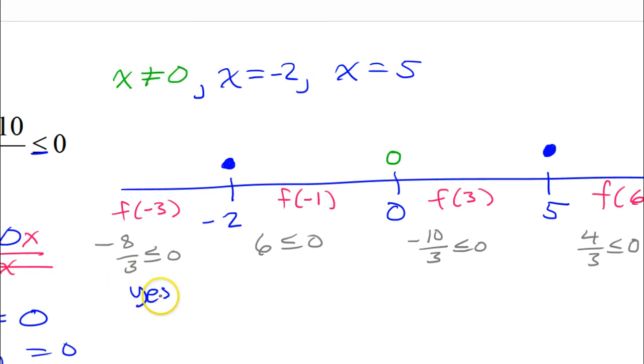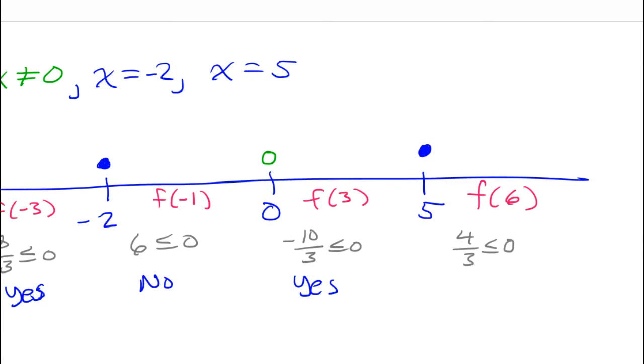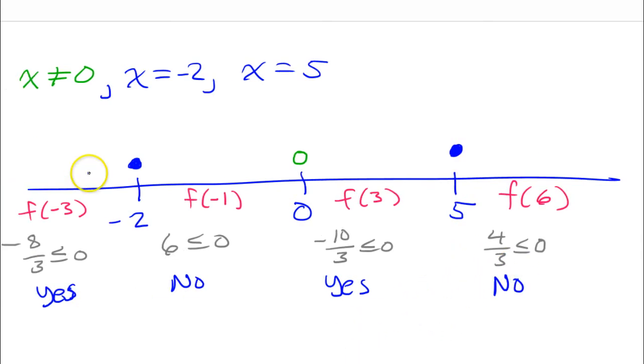Yes, this is less than 0 because it's negative. No, this is positive, so it's not less than 0. This is less than 0 because it's negative. This is not less than 0 because it is positive. So we have a yes, no, yes, no. The yeses show us where the solutions are. So we'll indicate these solutions by drawing an arrow here and a segment from here to here. So this is a graph of my solution set.